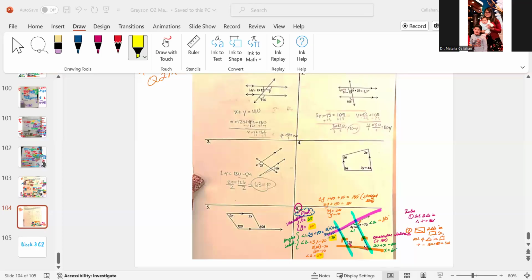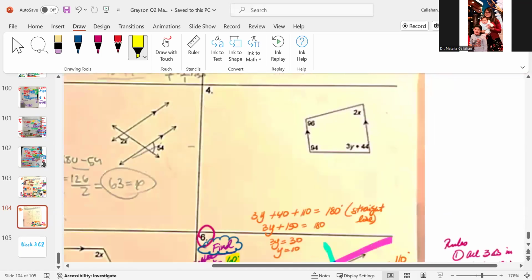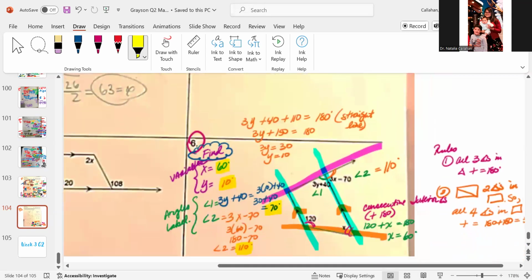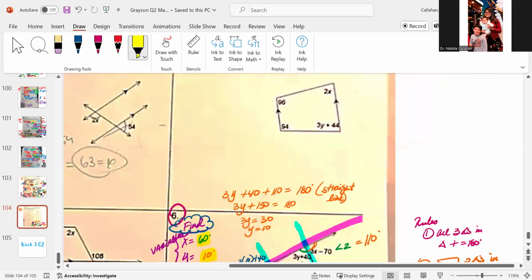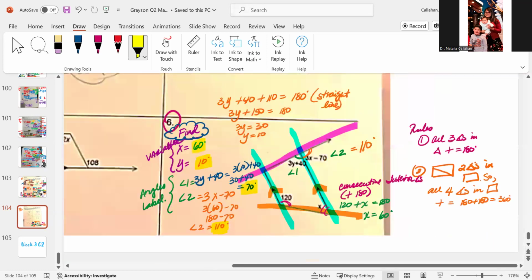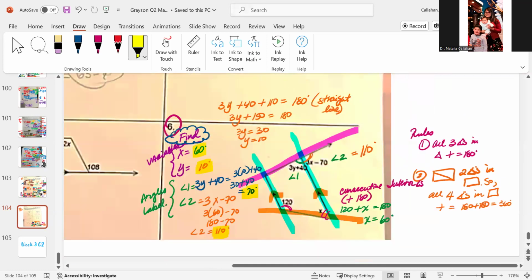Pick one. Which one? The second hardest? Number 4. All right. So number 4, you're probably going to use the same thing as the other one. Okay, so for this one, we'll go back to 6 just for a second. You see how I didn't find angle 3? But in a question, if they ask you to find angle 3, this is okay?